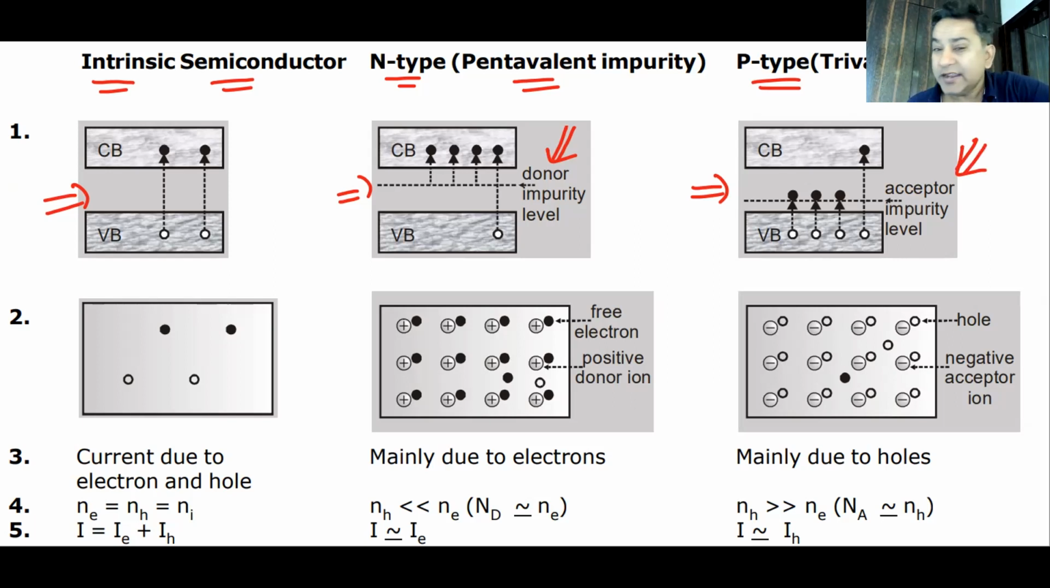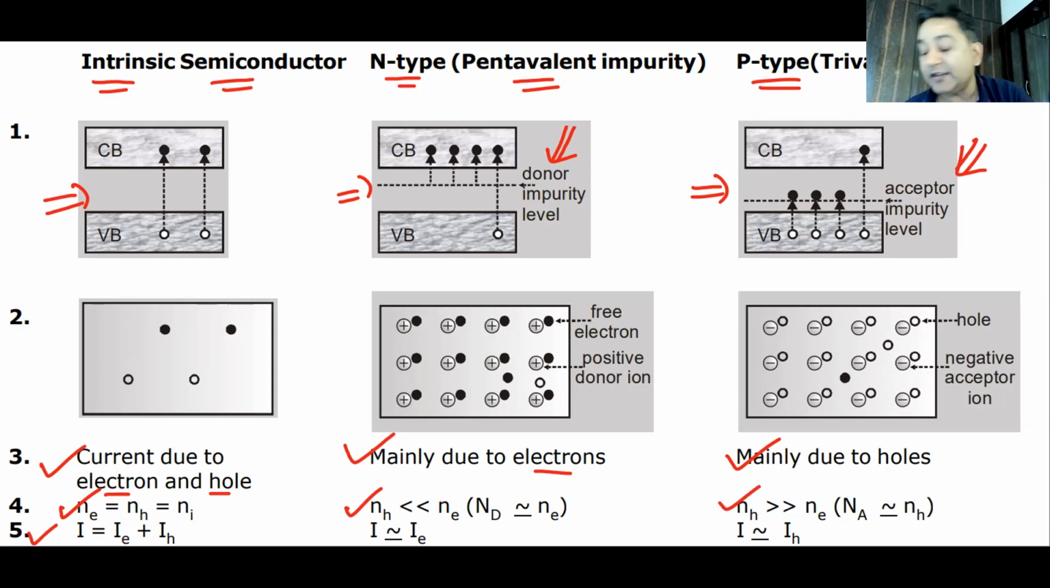Now, in intrinsic semiconductor, current is due to electron as well as hole. In N type, it is majorly due to electron. They are the major carriers. Do we remember this? In P type, the current is due to holes. Point number 4, number of electrons and number of holes are same. Here number of holes is very, very less. Here number of holes is very, very high.